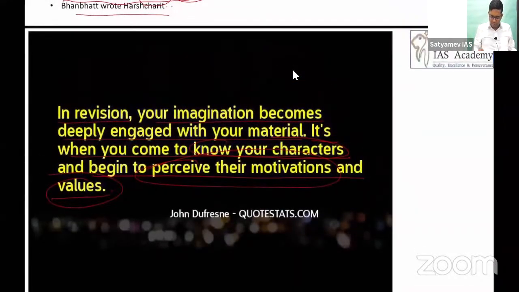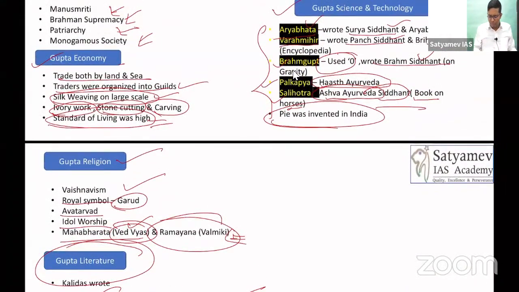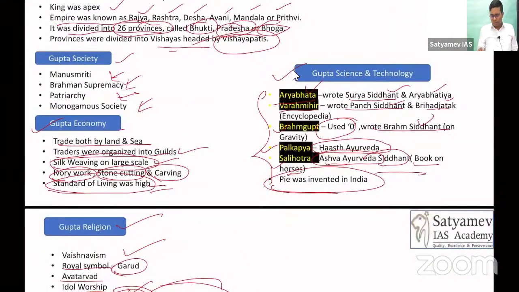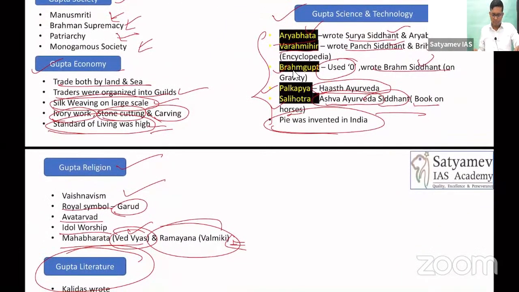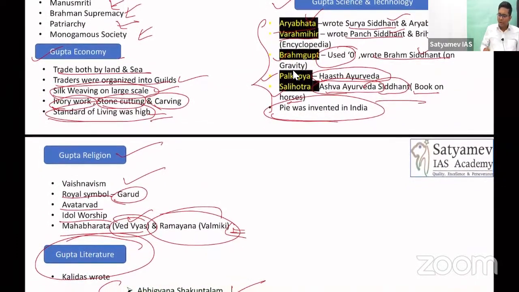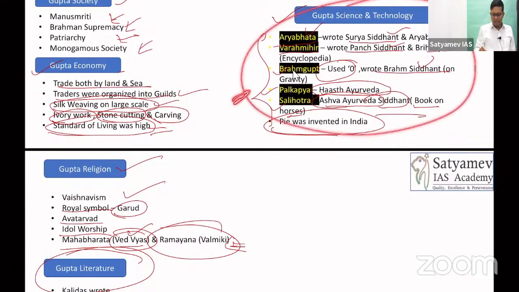Here you can talk about the Gupta period and the heritage which the Gupta period is having. You'll have the Gupta period and the science and technology, presence of Aryabhata, Varahamihira, Brahmagupta, all these people will be there. So invention of zero, Ayurveda, Siddhanta, Pi was invented in that time. So these are the contributions of Guptas in science and technological heritage.